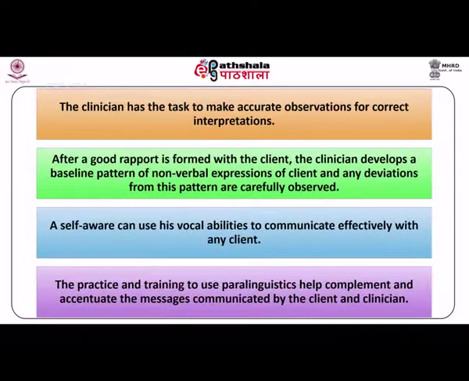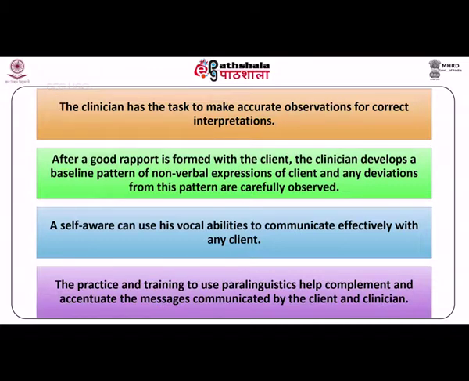The clinician has the task to make accurate observations for correct interpretations. After a good rapport is formed with the client, the clinician develops a baseline pattern for nonverbal expressions of the client, and any deviations from this pattern is carefully observed. A self-aware clinician can use his vocal abilities to communicate effectively with any client.